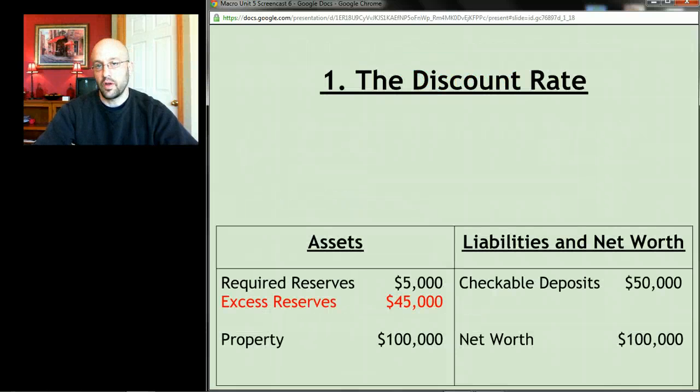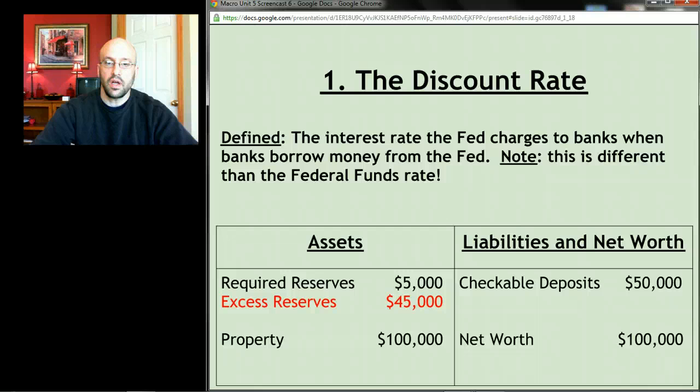Let's start with the discount rate, and as we do so, I'm going to keep up that T account that we saw a couple of screencasts ago. Keep track of what's going on in a particular bank. First off, definition. The discount rate is the name of an interest rate. It's the interest rate that the Federal Reserve charges to banks when banks borrow money from the Federal Reserve. Oftentimes, the banks will borrow money from the Federal Reserve at a relatively low interest rate and lend it out at a higher interest rate, which is one of the ways that banks make money.